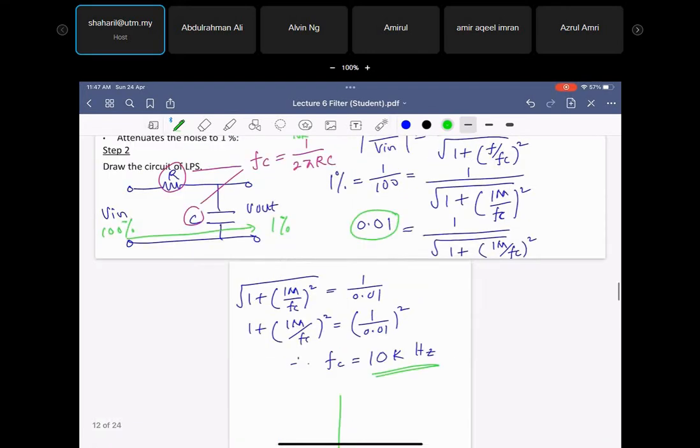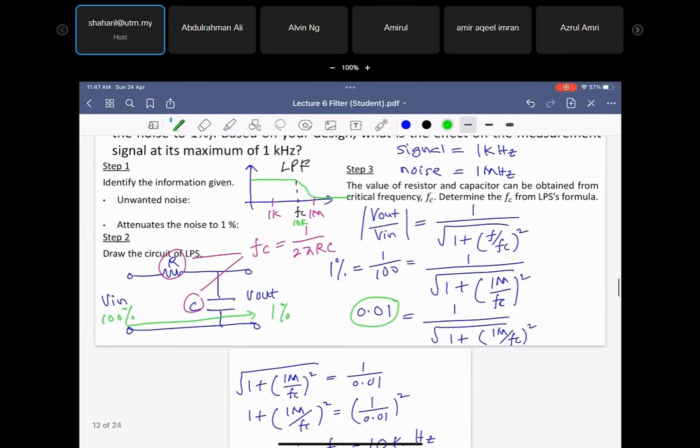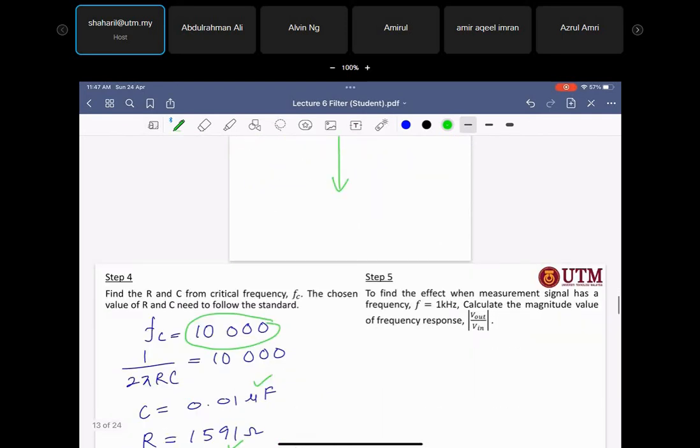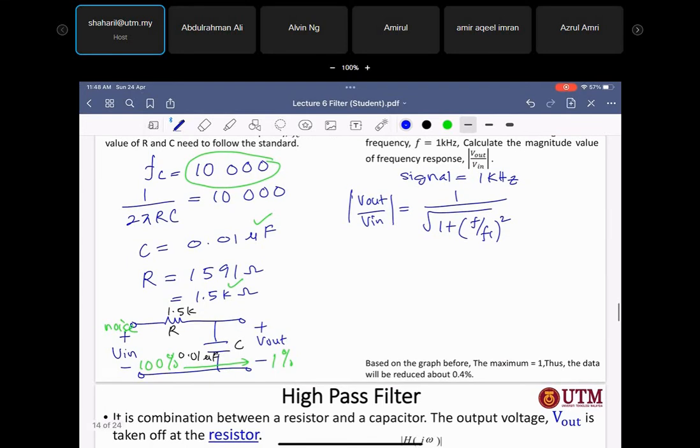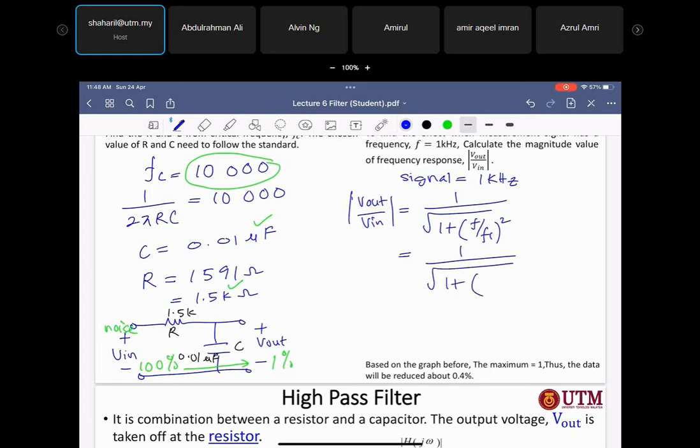Okay. And there is some part of the question asking what is the effect on the measurement for the signal at 1 kilohertz. Before this, we only looked at the noise. So the signal frequency here is 1 kilohertz. What is the effect? That means you still use the same values of R and C. What is the effect on your signal? That means the V out over V in. All right, so we will look into that. Your V out over V in equals 1 over square root of 1 plus F over FC squared. So now it is 1 over square root of 1 plus the frequency you are going to choose, which is the signal, 1K over 10K squared.